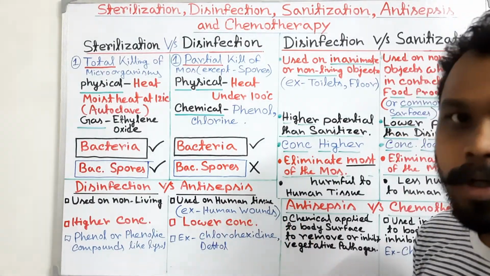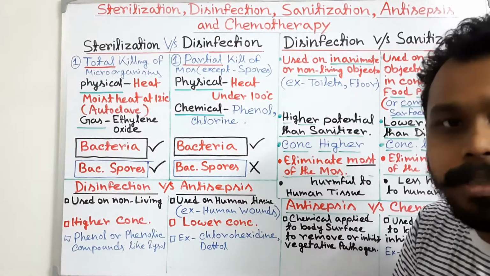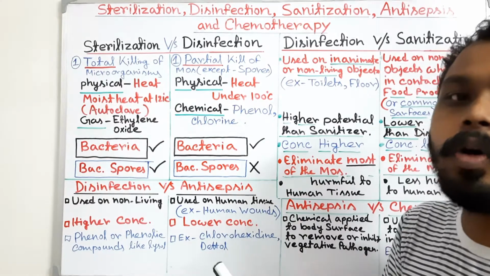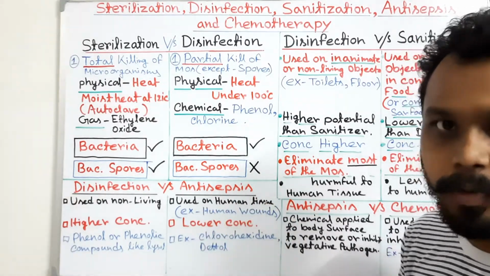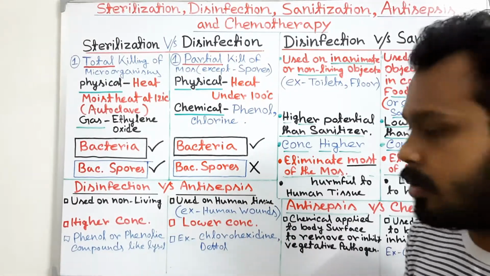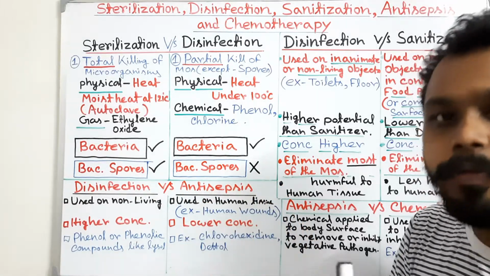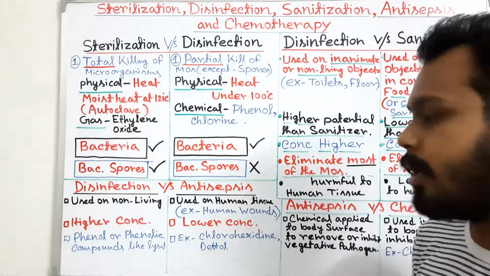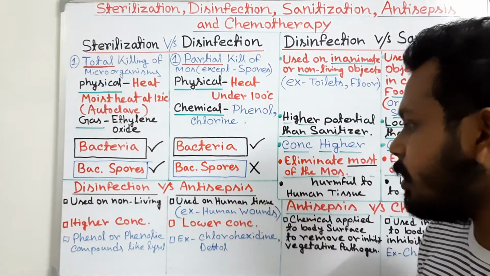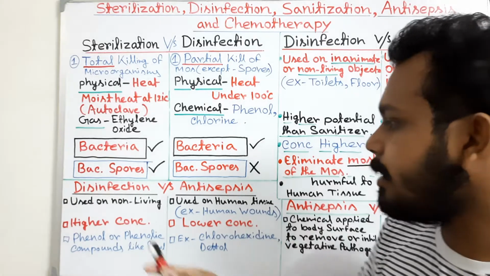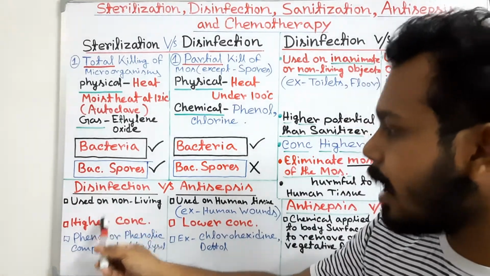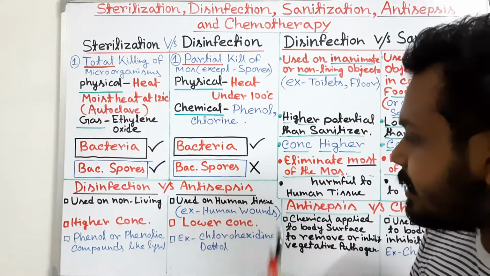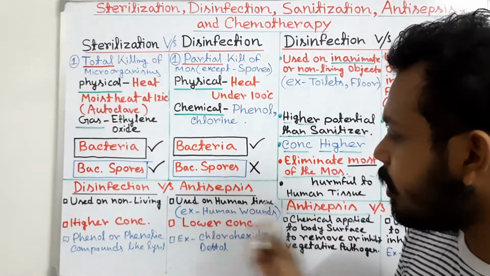For example, on human wounds or human body surfaces, we can use antiseptics to kill or inhibit the growth of any pathogenic microorganism which can cause an infection. So we can inhibit, remove or eliminate the microorganisms from the wounds. And the concentration of chemical is higher in disinfection and lower in antisepsis.